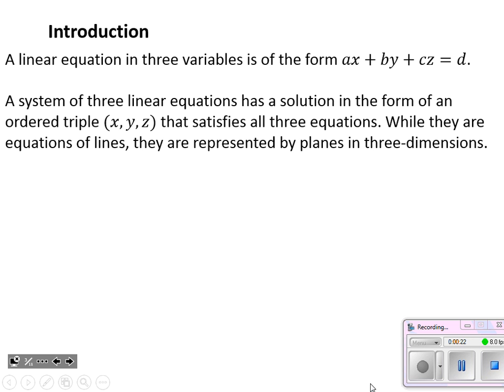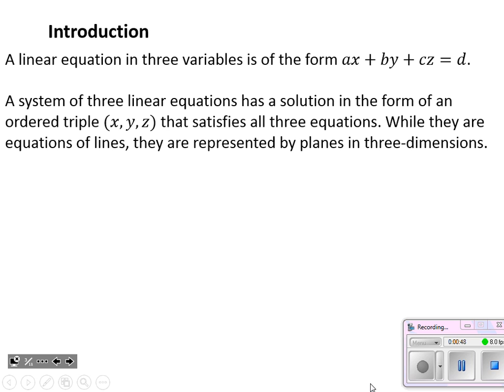So a linear equation in three variables follows the format: something x, something y, something z equals a constant. So z is our third variable that we're dealing with. And it's still a linear function because we've got terms that are not raised to powers. There's no square roots. There's nothing fancy there, right? They're all first power terms called linear terms.